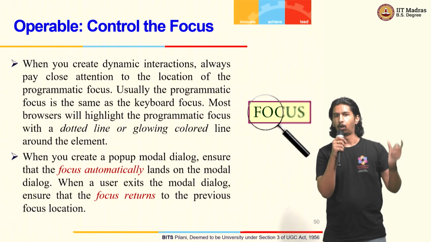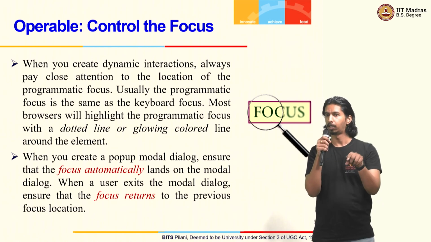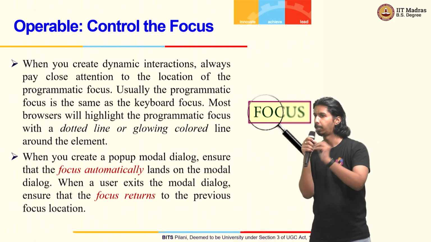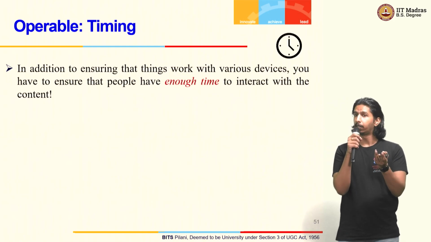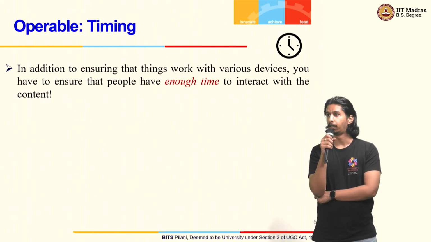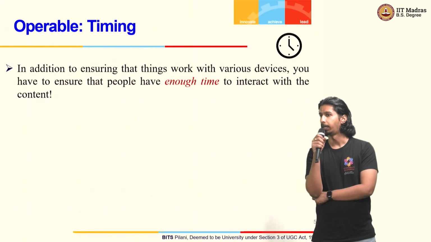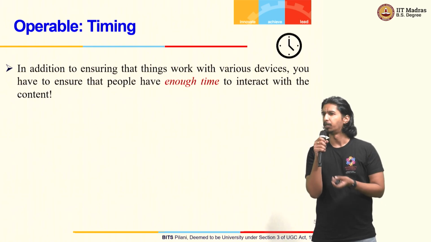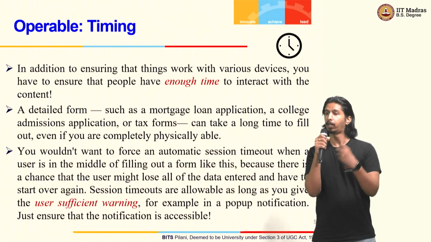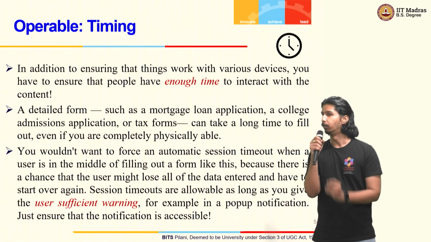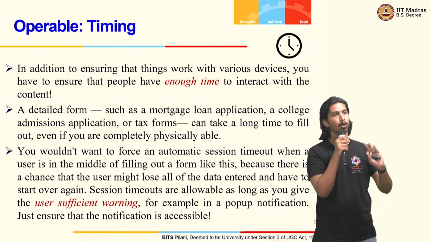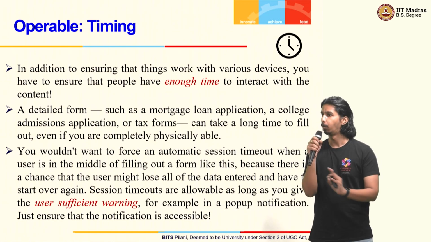If I open a modal dialog, all of you know, there's a dialog that comes up. Once I am done with the dialog, when I close it, it should go back to the same place where the focus was. Timing again. A lot of sites you might have seen put you under pressure. It tells you that within the next 2 minutes, you'll have to complete this. There'll be long forms, and application forms and so on are in general very lengthy. So you should not put these types of constraints. And if at all you put them, there should be sufficient warning to the user that this session is going to time out. Do you want to extend it further or do you want to stay on this page? What do you want to do?